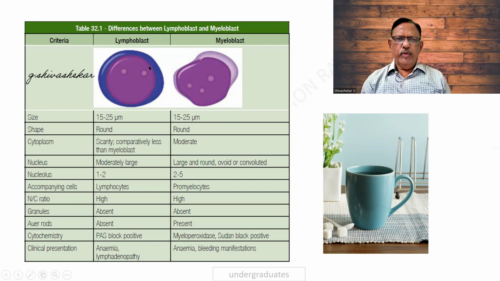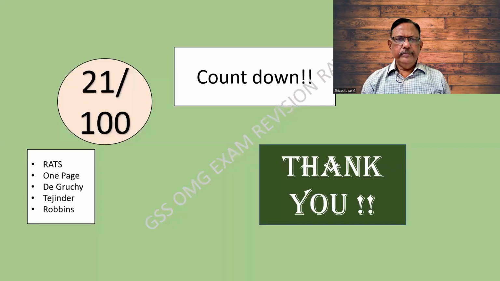For example, this is more round, this is more convoluted. Here I see hardly about 1 to 2 nucleoli. Here it will be multiple, 2 to 5. And then there is a more pale cytoplasm. Here it has got a bluish tinge. And when you do a cytochemistry, PAS will be showing block positivity, whereas it will be positive only in a case of erythroleukemia. Please learn this entire table by heart. The second class is complete.